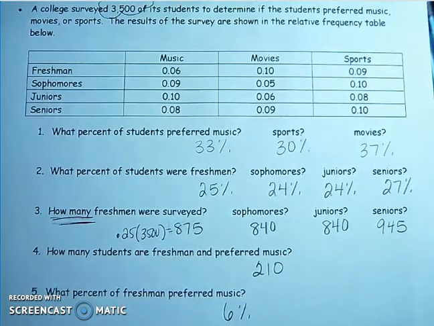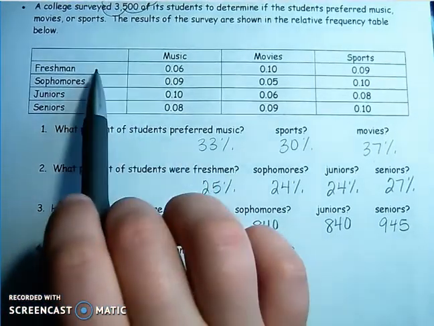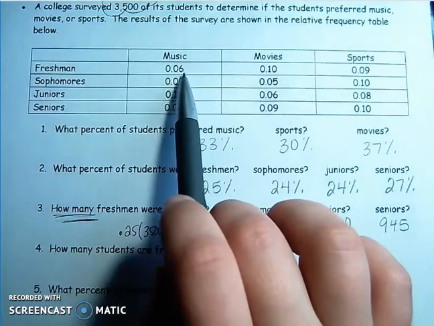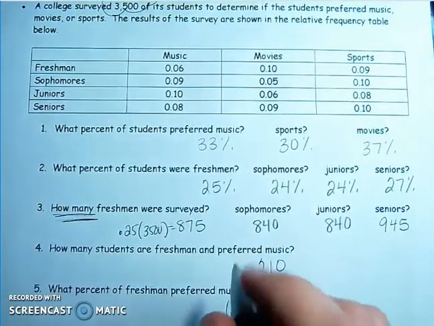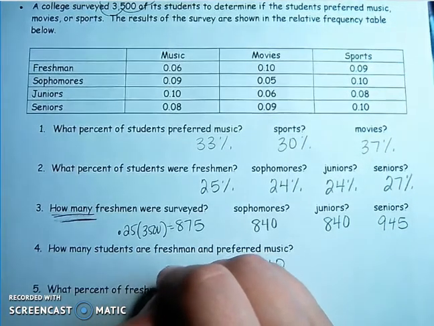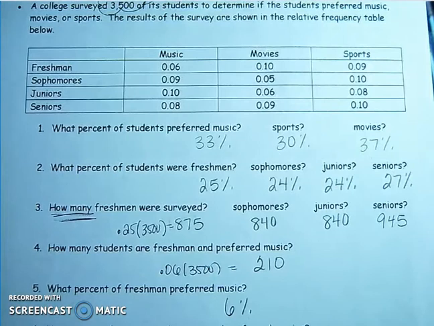It says how many students are freshmen and preferred music. So that's your joint, using the word and. So we want freshmen and preferred music. So that's 6% of our 3,500. So to find this answer, we did 0.06 times our 3,500, which equals 210. Then it asks what percent of freshmen preferred music. That's our 6%. Okay, now I want you to pause the video for a few minutes and see if you can answer questions 6 through 10 before checking them.